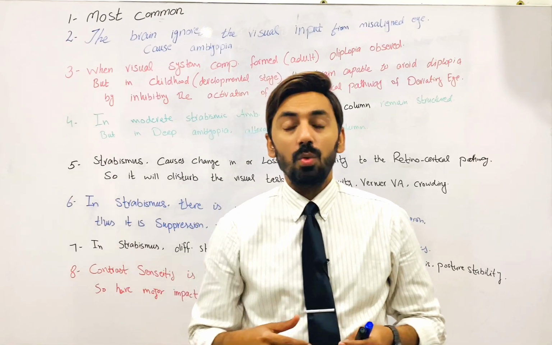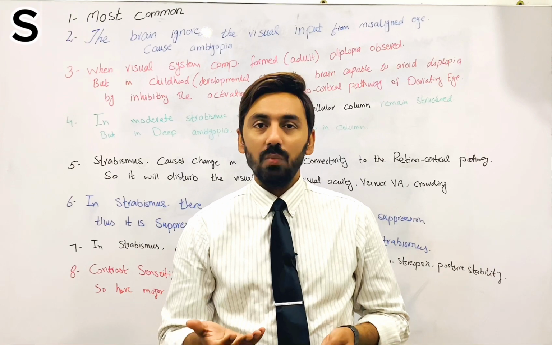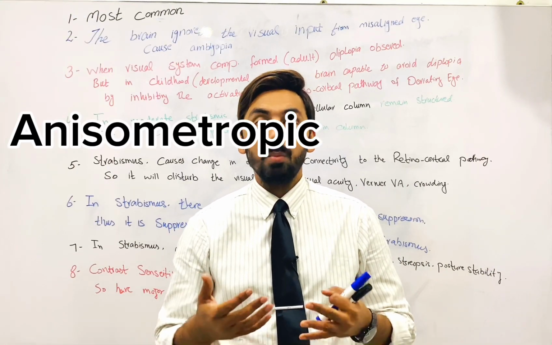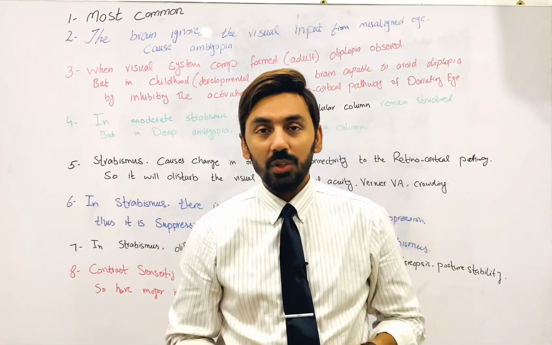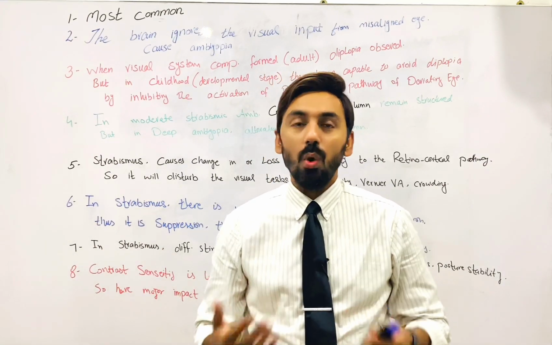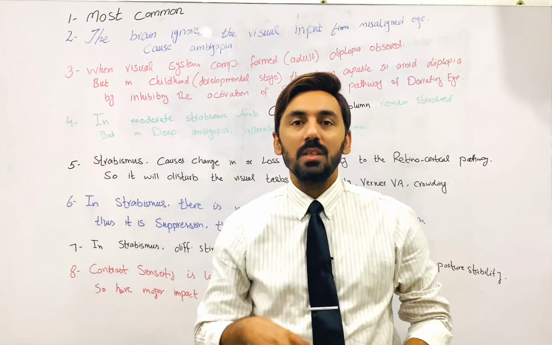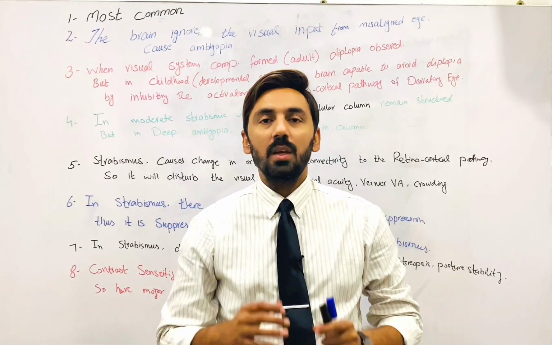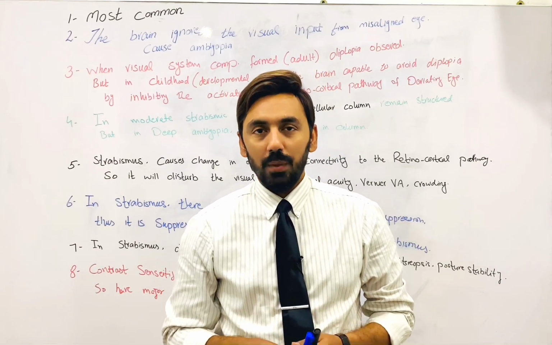We know very well that we have so many types of amblyopia. We have strabismic amblyopia, ametropic amblyopia, anisometropic amblyopia, meridional amblyopia, light deprivation amblyopia, form deprivation amblyopia, visual deprivation amblyopia, and so on. But in this video, we will learn about the most important and most common type of amblyopia, which is called strabismic amblyopia, right?